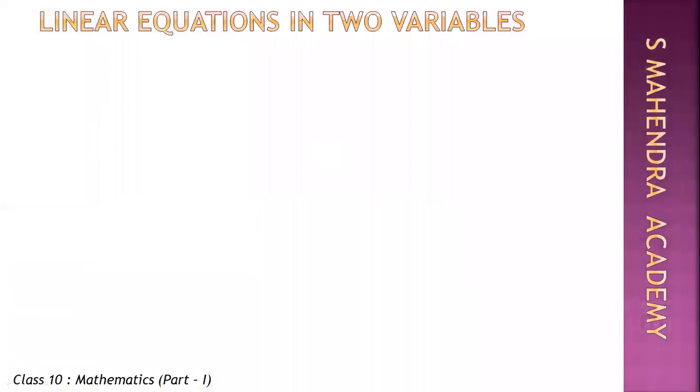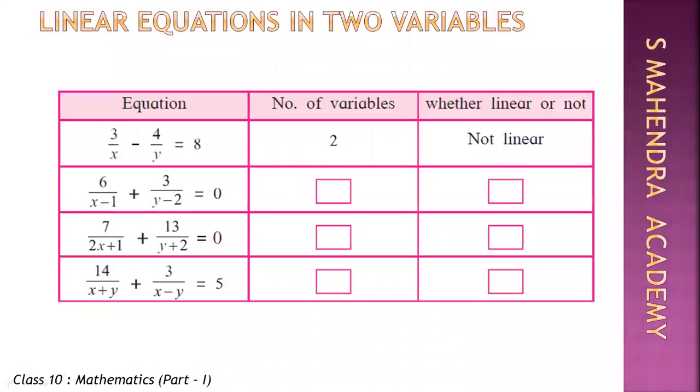Before starting this session, we will have an exercise. Here, we have to find out the number of variables in a given equation and decide whether the equation is linear or not. So, in the given second equation, there are two variables, x and y, but the degree of that variable is -1. Therefore, this equation is not a linear equation.